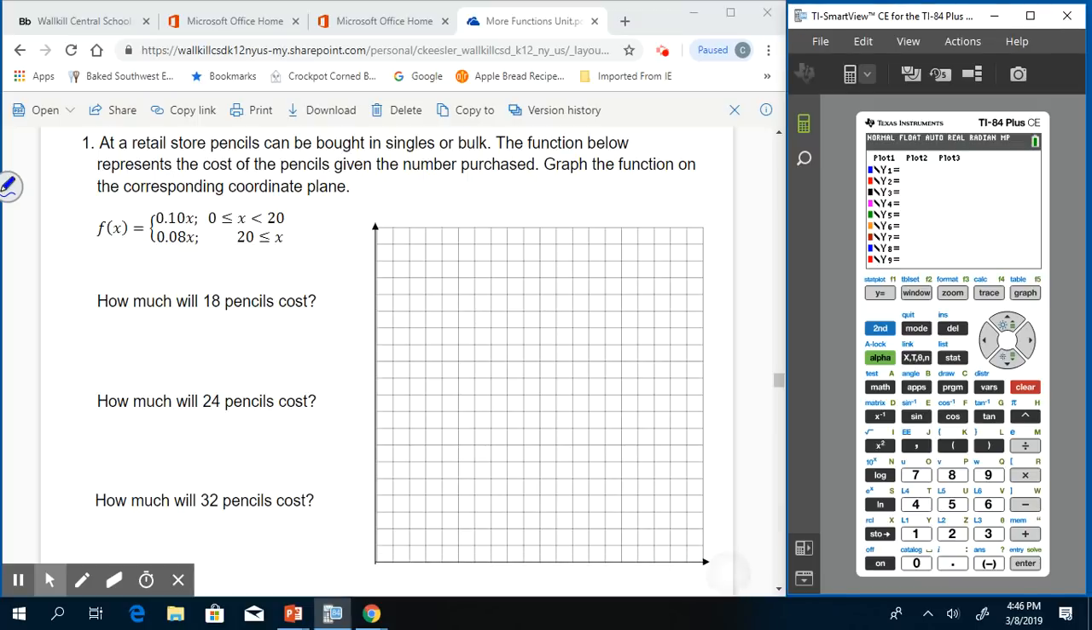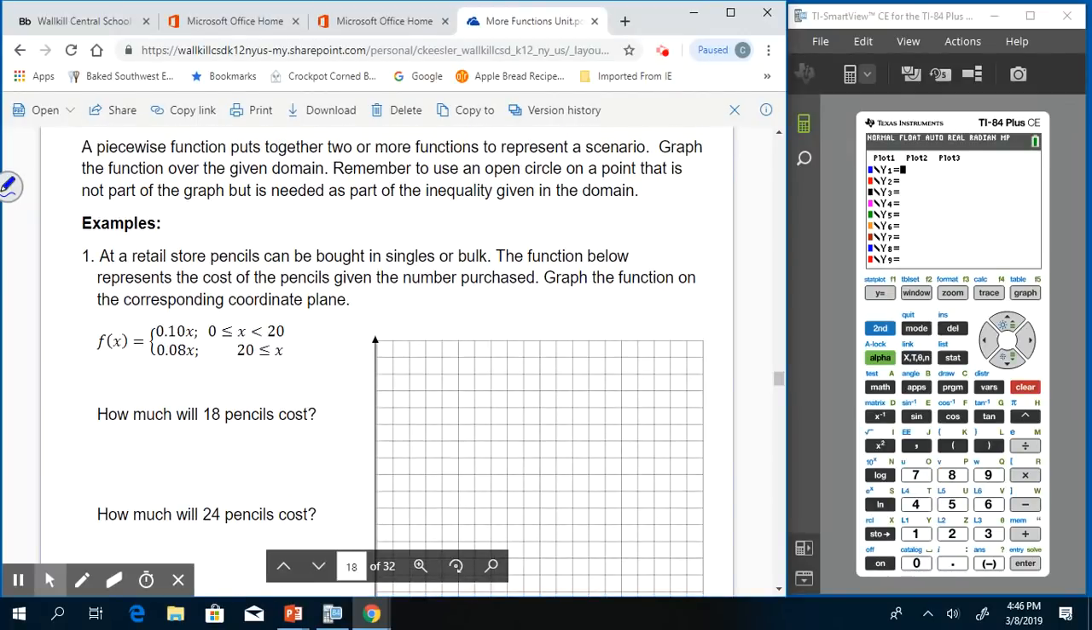Today we're going to be graphing piecewise functions. A piecewise function puts together two or more functions to represent a scenario. Graph the function over the given domain. Remember to use an open circle on a point that is not part of the graph but is needed as part of the inequality given in the domain.